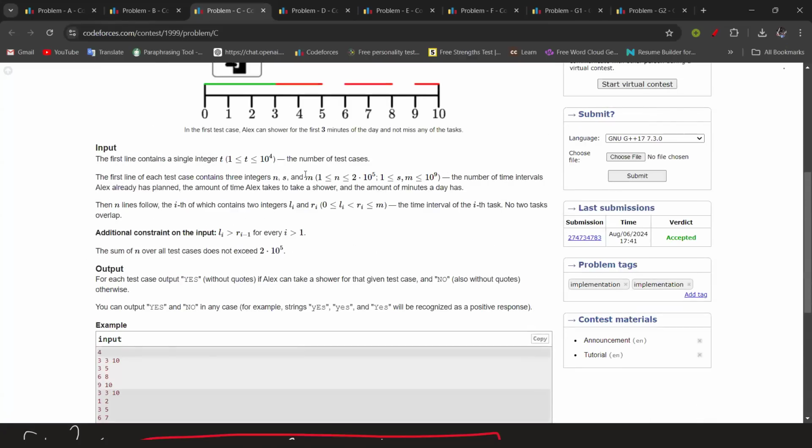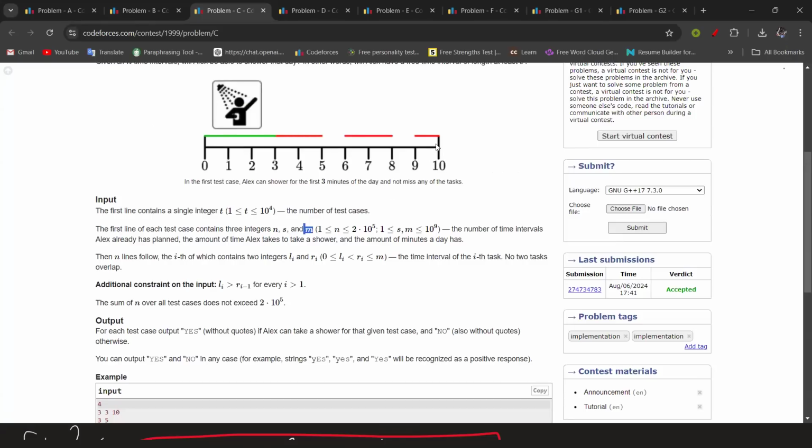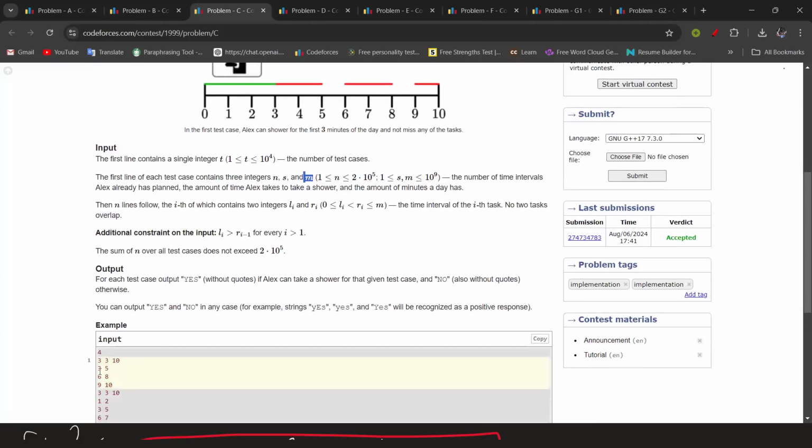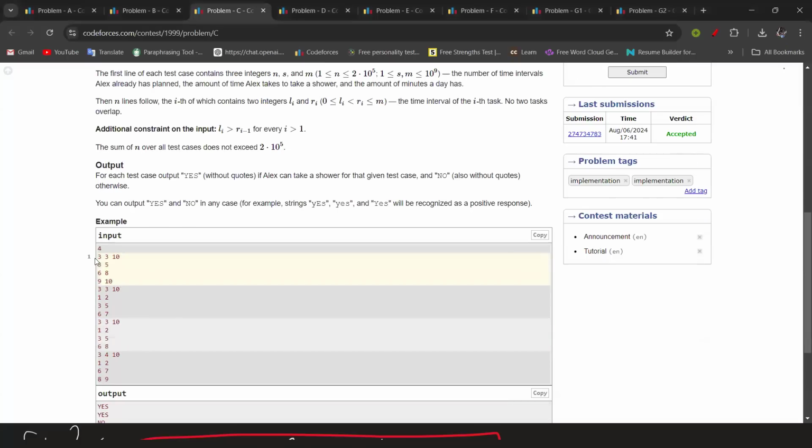We are given the value of m, and in those m minutes of the day, so if this day has 10 minutes, it's drawn like this. We are given some intervals. The first interval is 3 to 5, so you can just look at it like this. So let's take the first test case and explain it to you.